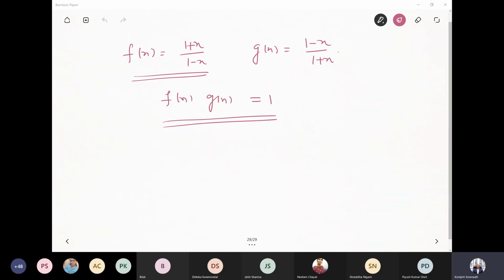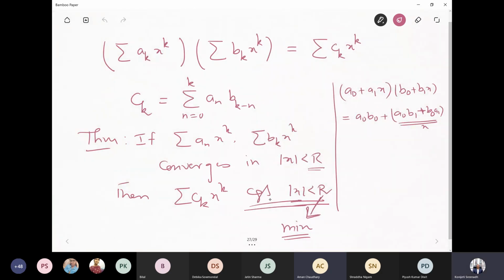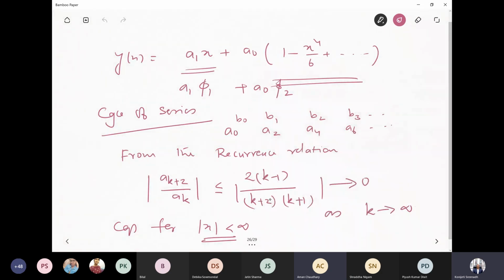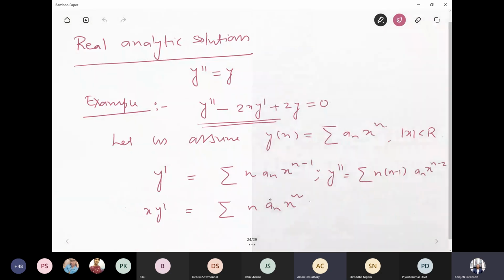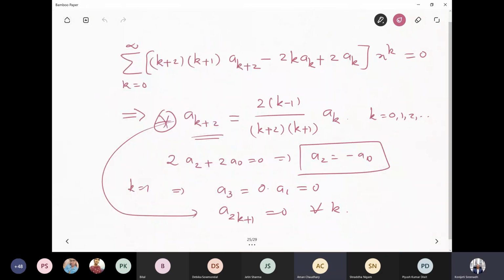Excuse me, sir. Yes. Sir, in the first question, where you were telling about real analytic solutions, can you please flip that page? y double dash minus 2xy dash plus 2y. Yes, sir, this one. So next page. Sir, here you have written k plus 2 into k plus 1 into a to the power k plus 2 into x to the power k. But sir, we have y double dash. We are not having x square y double dash.